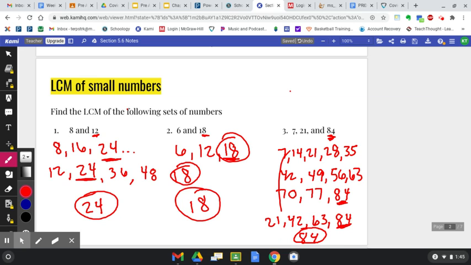So that's one way to do it, is just to start counting by whatever number you have here, right? So we started here with 8 and we started counting by eights until we noticed that they would be multiples that are the same. And whatever one we run into first, that's our least common multiple.